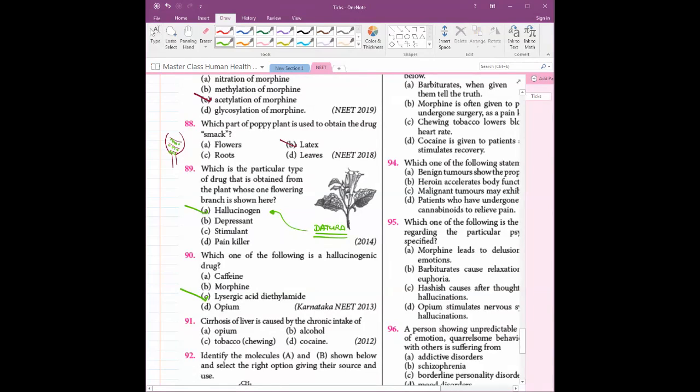Okay, cirrhosis of liver is caused by the chronic intake of... Fatty liver, guys. Fatty liver is going to be because of what? Very simple. It is because of excessive alcohol intake.